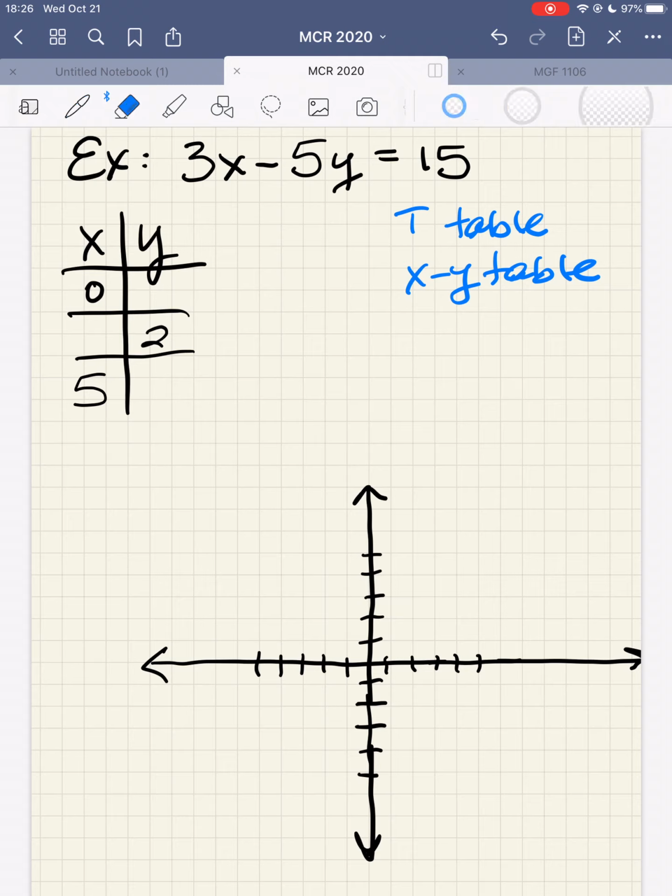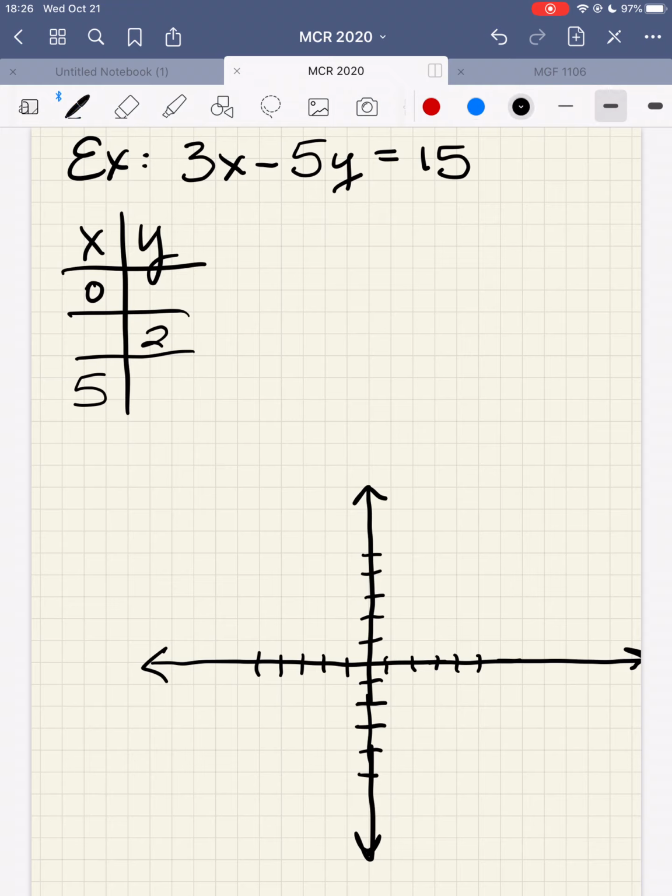Right now, we're simply going to worry about finding the other value that we have. All right. So this example that we have is 3 times x minus 5 times y is equal to 15. Right? And the only value we're given in the first part is 0, that x is 0.